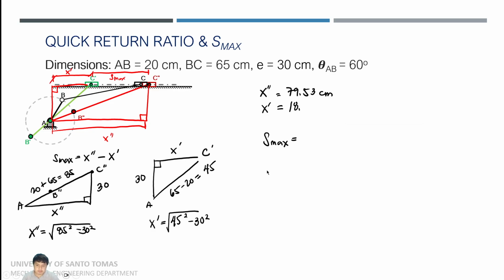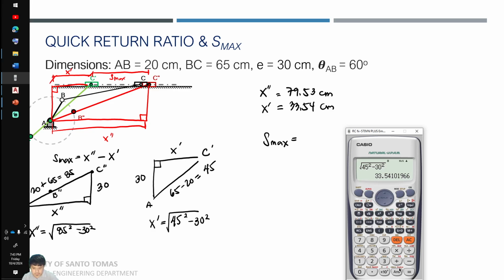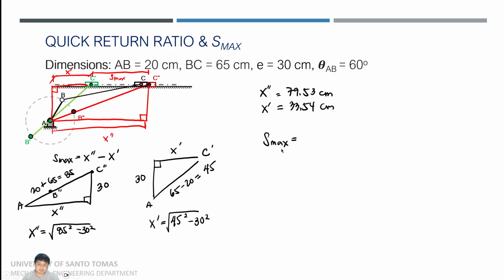So this should be 33.54 centimeters. Therefore, the maximum stroke is the difference between the two, so you can just subtract these two values. The answer is 45.99 centimeters. So this will be your final answer.